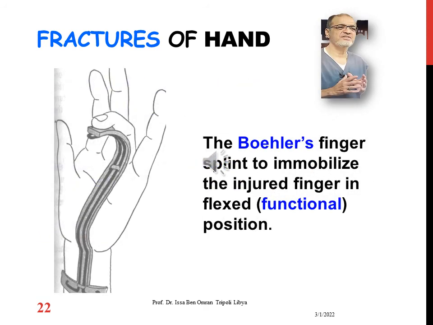So the correct way is to fix or immobilize the finger which is fractured or injured in a flexion position, in a functional position. Here we see a Böhler's finger splint to immobilize the injured finger in flexed or functional position. This is the correct way. Always immobilize the finger in flexed position, never in extended position.